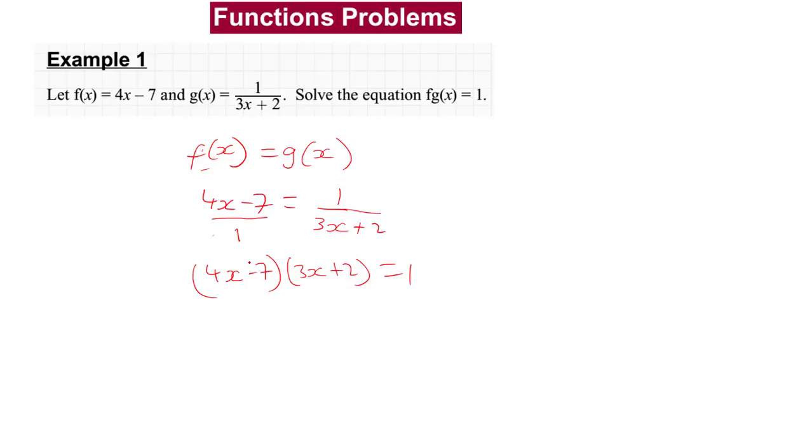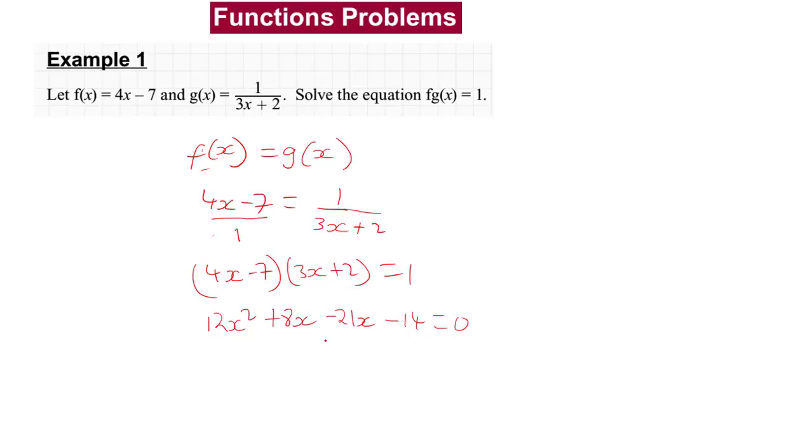So if you open this, you've got a quadratic bracket, you're going to have 12x squared. Then you're going to have 8x. Remember, I've done 4x times 3x, 4x times 2, and that's where I'm getting this from. Then I'm going to do negative 7 times 3x, which is negative 21x. Negative 7 times 2 is going to be negative 14. And then on the other side, I've got 0.